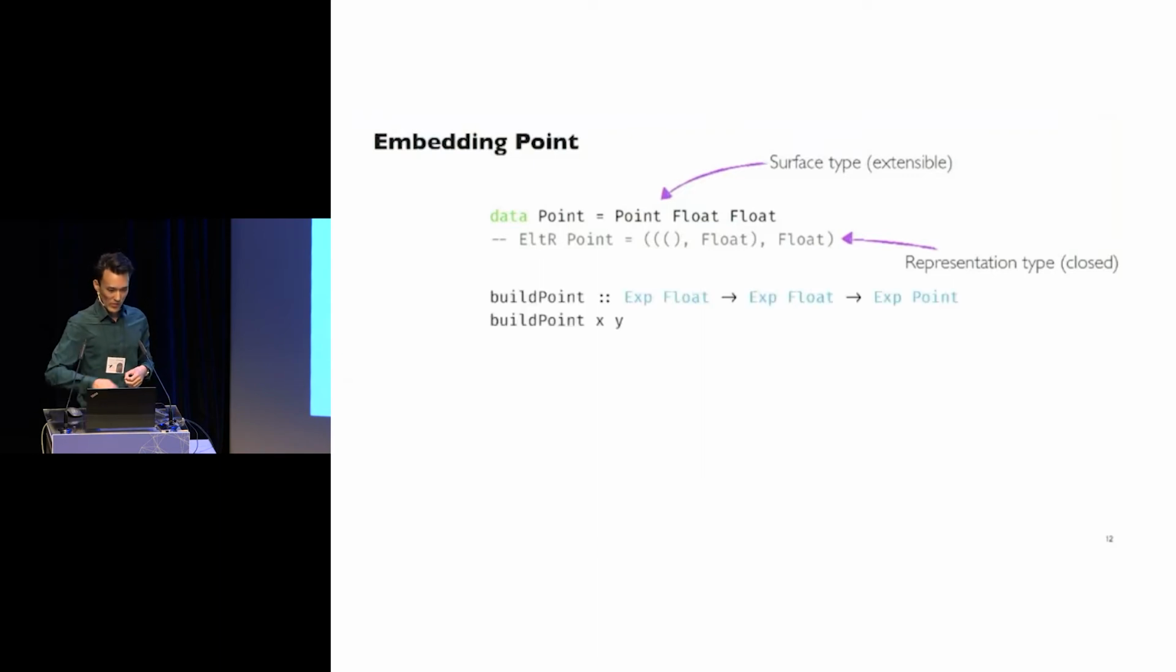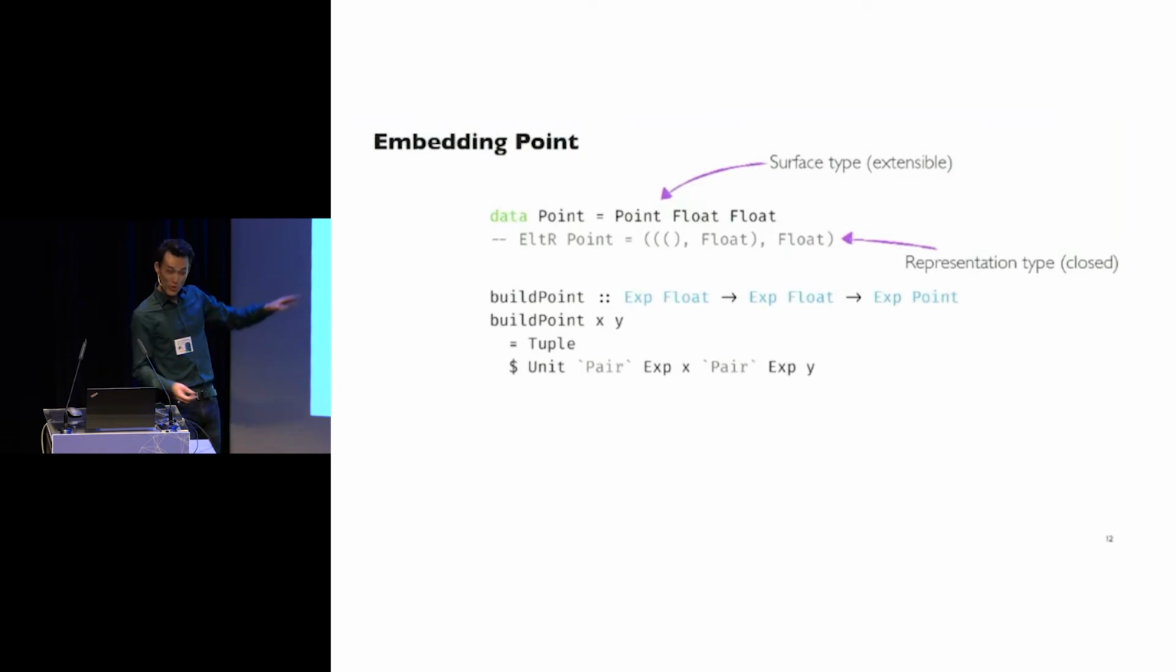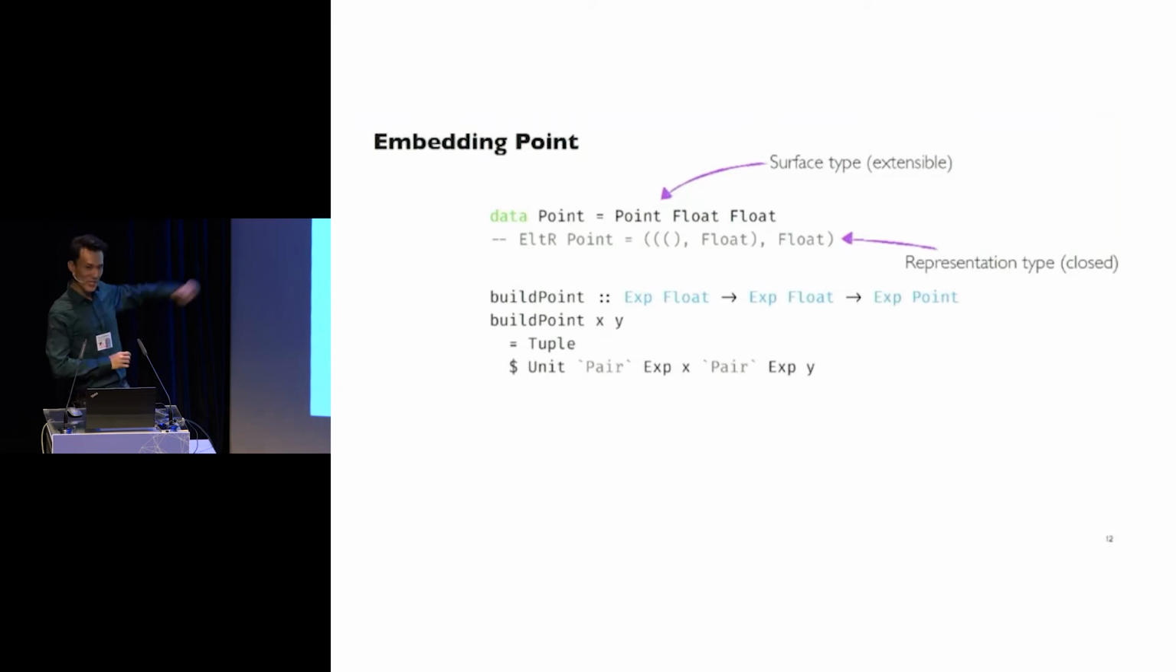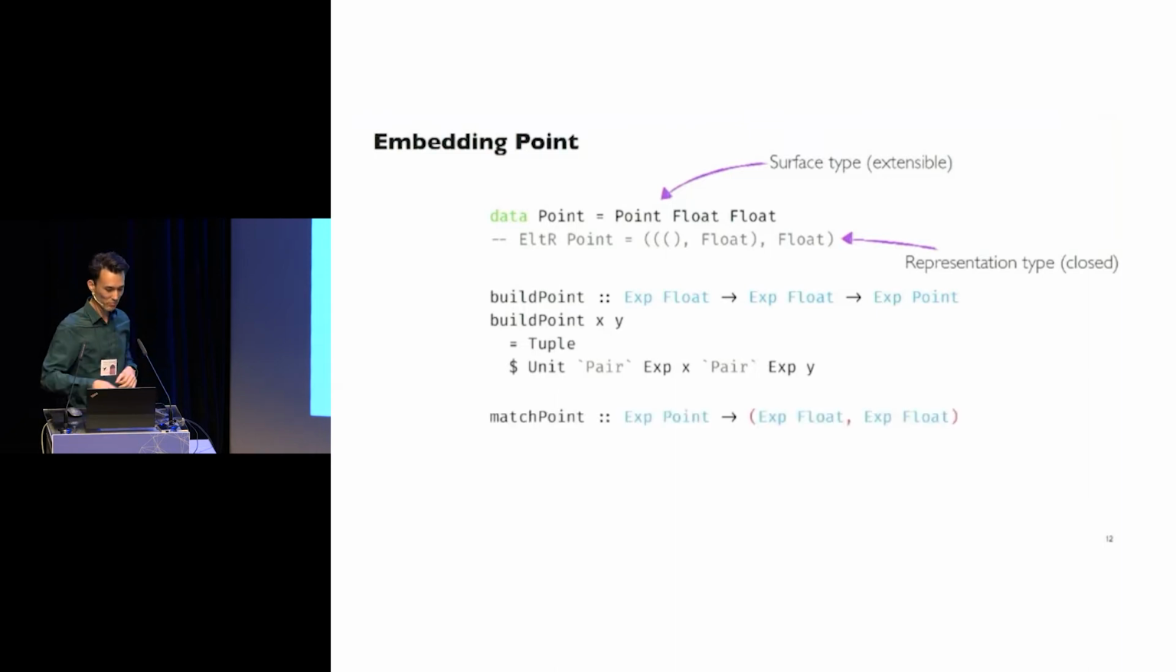All right. And so now I need a way to build one of these things. So I can write this function build point, given 2 expressions of type float, then I need to get a thing that looks like that representation type. I'm just going to put this into this nested tuple, where I'm using pairs as sort of a list. The pair constructor is my list cons, and then the unit is my list nil. You can kind of think of it like that. But I'm just taking my x and y, and I'm putting it in this representation that's nested pairs.